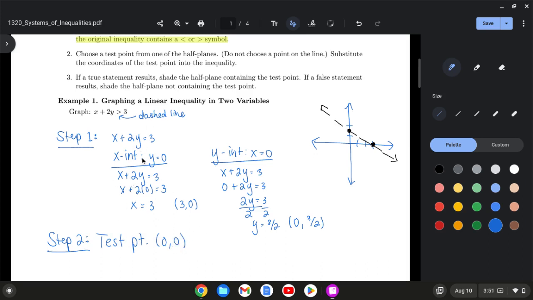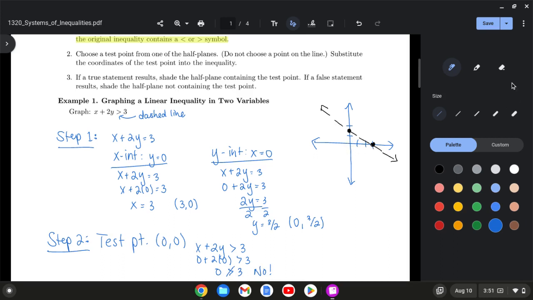All right, so plugging that in, again, we're now working with our original inequality, not the equality that we made in step 1. So we have x plus 2y greater than 3, substituting in 0 for both my x and y. And then we need to simplify what's on the left-hand side. So we have 0 plus 2 times 0. Well, 2 times 0 is 0. So then we have 0 plus 0, which is just 0. So is this true? Is 0 greater than 3? It is not.